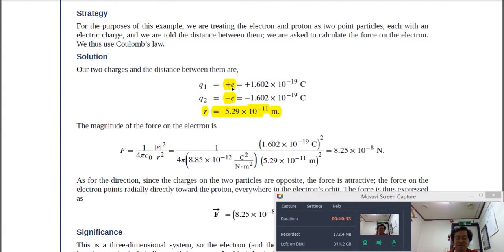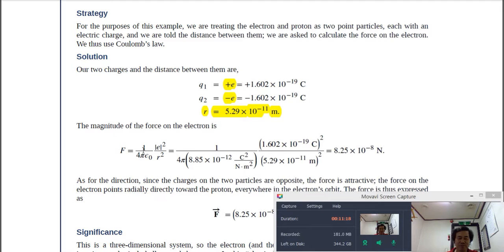The proton has a plus E, 1.6 times 10 to the minus 19 coulomb, whereas the electron has a minus E, which is equal to minus 1.6 times 10 to the minus 19 coulomb. And the distance between the electron and the proton is about 5.29 times 10 to the minus 11 meter. So Coulomb's law is given by this expression.